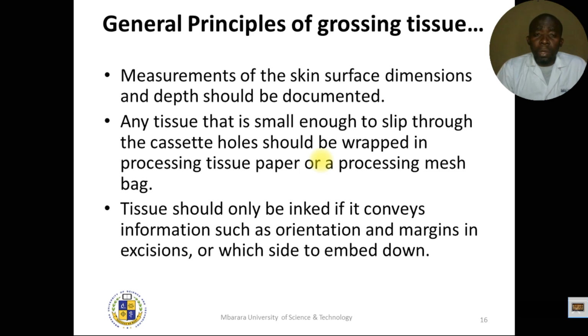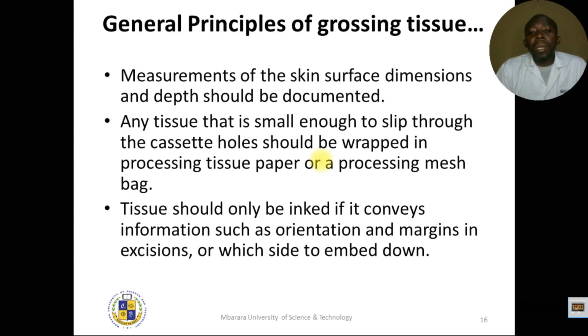For labs which have processing mesh bags or tissue papers, you put these small parts of the tissue in them if they are received, because they may actually go through the walls of the cassette and get lost. So we need these tissues. For example, if you have received scrapings, sometimes they are too small. If you have received some cores, they are too small to actually be put in the cassette. So we put them in the filter paper and then we put them in a cassette. Make sure you wrap them very well so that they don't go through.